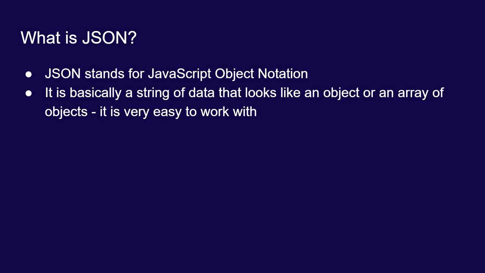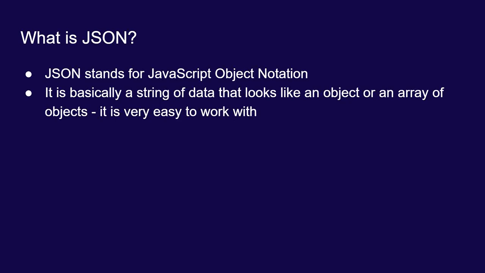Well, JSON is the format of the response we typically get nowadays. Most APIs will send back a response in the form of JSON, most but not all. So as we've said, JSON stands for JavaScript Object Notation. And really, it's basically a string of data that looks like an object or an array of objects. It's not really, but it looks like it. And it's very easy to work with and easy for the human eye to read, okay?